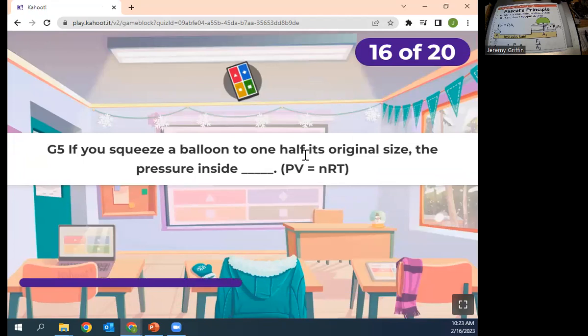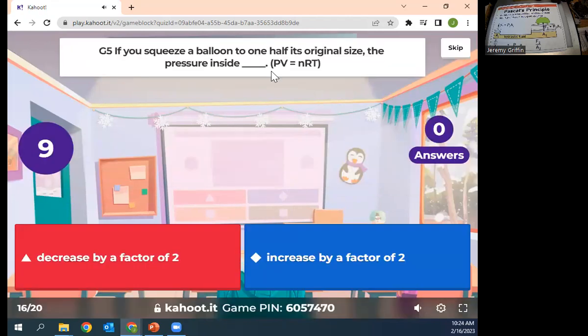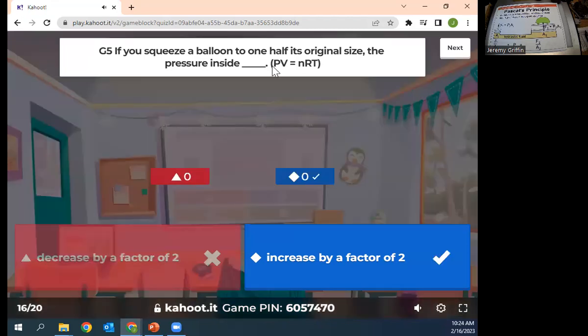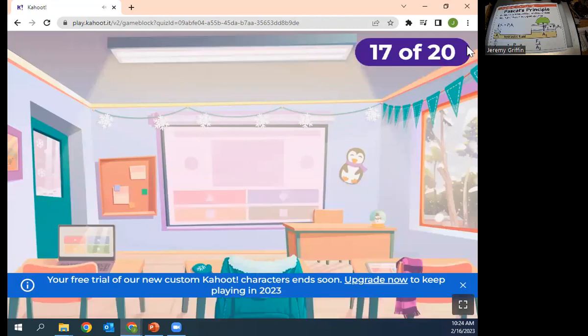Squeeze a balloon to half of its original size, what happens to the pressure? So we're looking at half the volume. What happens to the pressure to compensate, for an equal temperature? It must double, right? Double the pressure, half the volume, then we're back to the same temperature, same amount of gas. Got it.